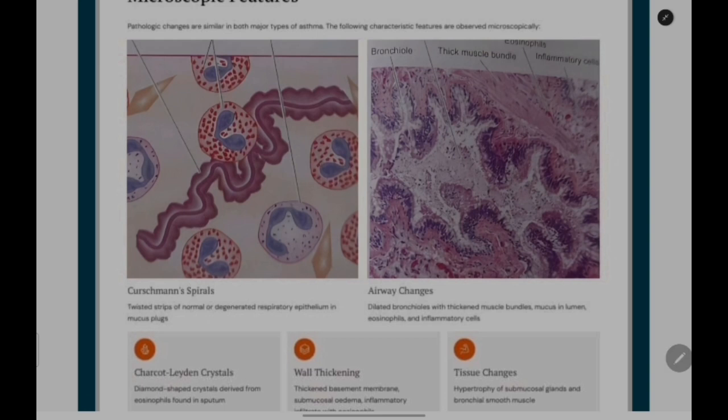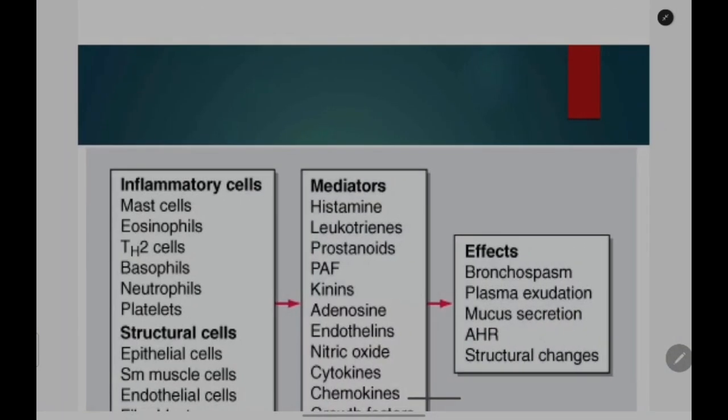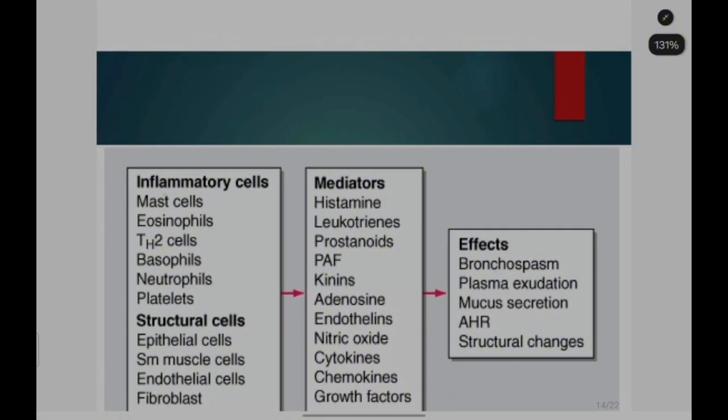We can see Charcot-Leyden crystals, and in the microscopy we can see wall thickening and some tissue changes. Inflammatory cells: mast cells, eosinophils, Th2 cells, basophils, neutrophils, platelets. Structural cells: epithelial cells, smooth muscle cells, endothelial cells, fibroblasts. Mediators: histamine, leukotrienes, prostanoids, PAF, kinins, adenosine, endothelins, nitric oxide, cytokines, chemokines, growth factors.